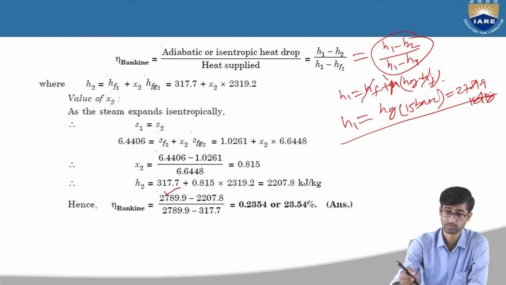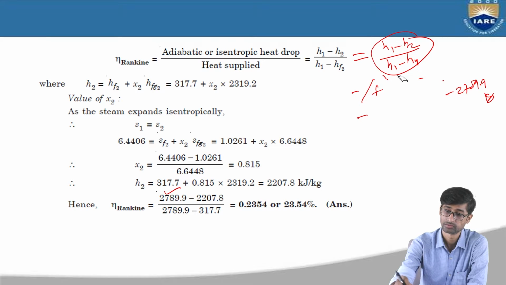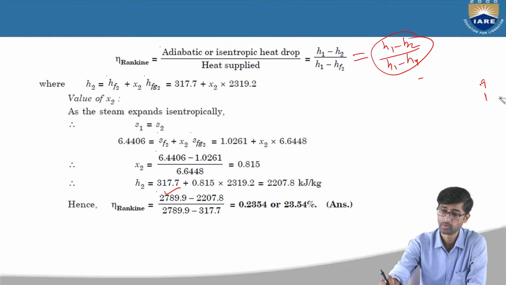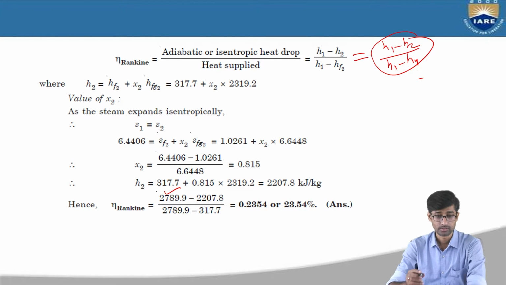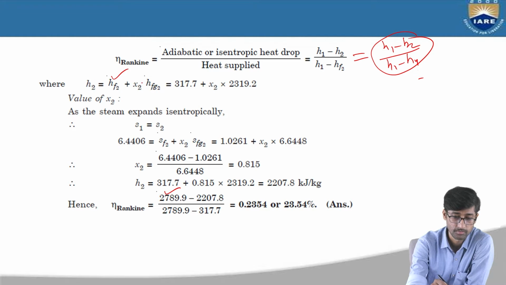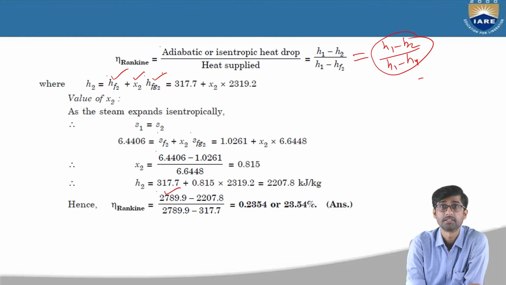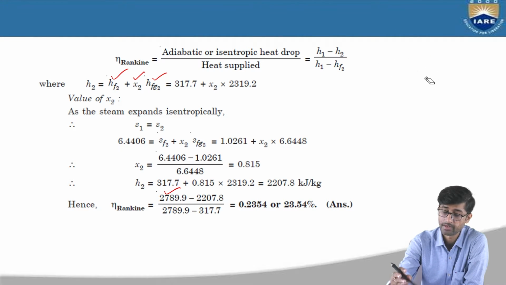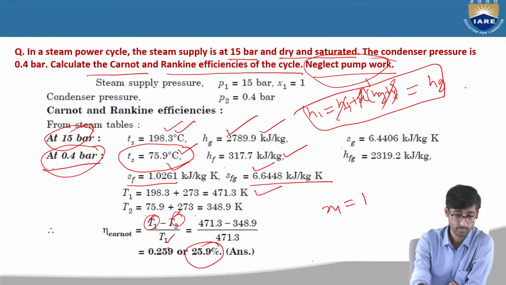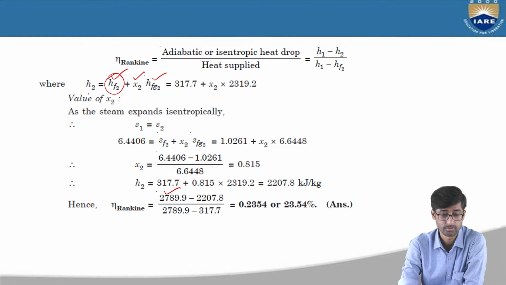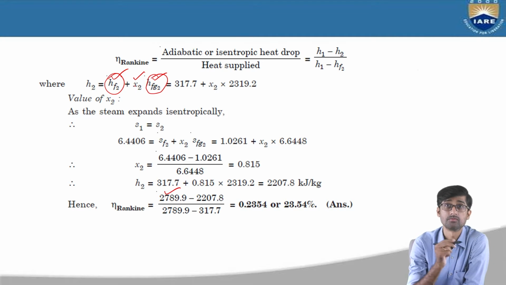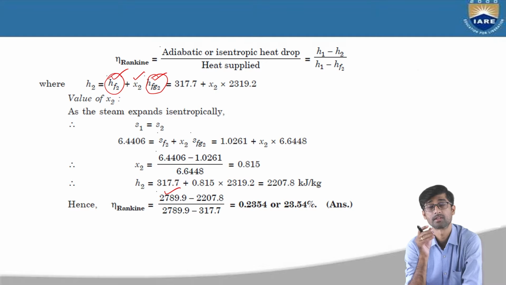Right? Now, the question is how to calculate H2. Because the point 2 will be in wet steam, in the liquid and vapor region, right? If you see the diagram, the 2 point will be in liquid and vapor region. So H2 should be calculated from Hf2 plus X2 into Hfg2, right? So at 2, the boiler pressure is given 15 bar and the condenser pressure, 2 means condenser, condenser pressure is given 0.4 bar. So at 0.4 bar, what is the value of Hf from steam table that you have to put? And what is the value of Hfg2 that you have to put at the pressure 0.4 bar?